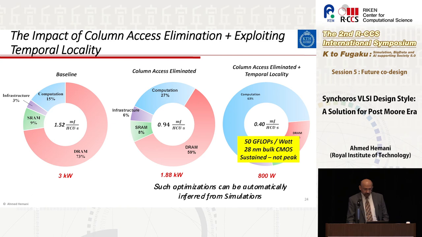And now you can see that the memory that was dominating here becomes very small and the computation starts to dominate. So it's about 800 watts for a biologically plausible human scale brain. Now this is very impressive because even in 28 nanometer bulk technology, not even an FD-SOI, and sustained, not peak, you're getting 50 gigaflops per watt. If I have 7 nanometer FinFET that the Fugaku is using, I can easily go to 500 gigaflops, if not 1 teraflops per watt.